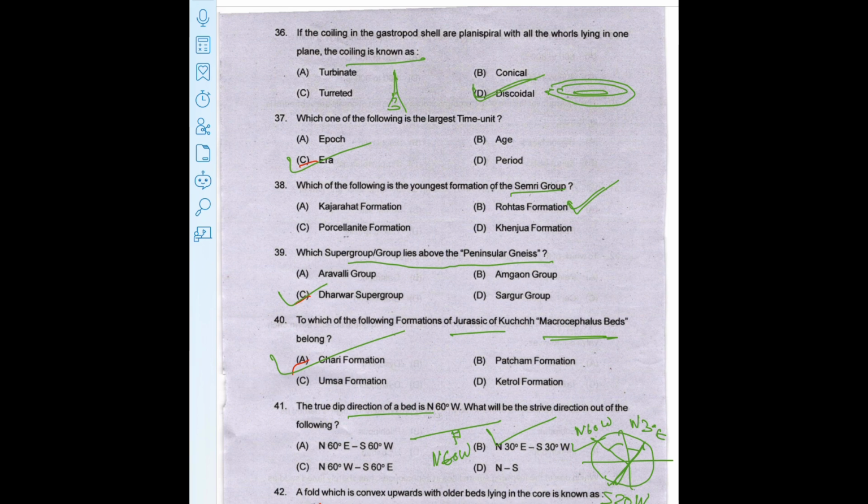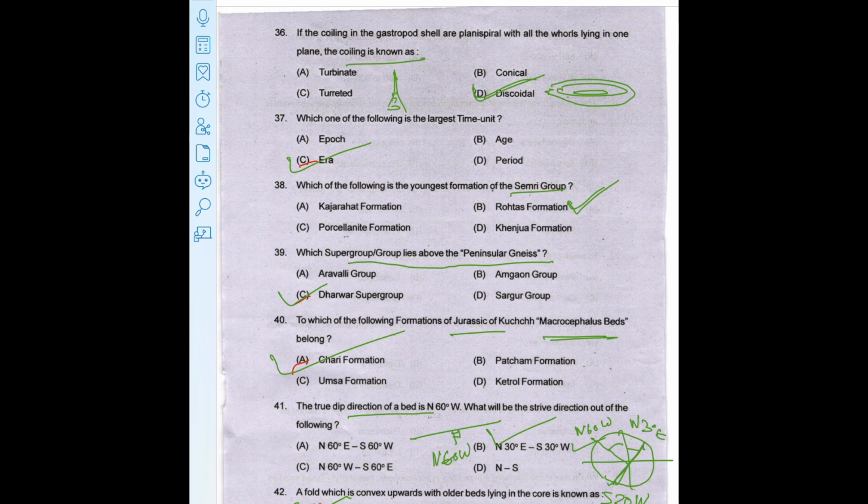A fold which is convex upward with older beds lying in the core is known as anticline. Convex upward with older rocks at the center and younger rocks at the periphery, they are called as anticlines. If this age relation will not be known, it will be simply described as antiform.